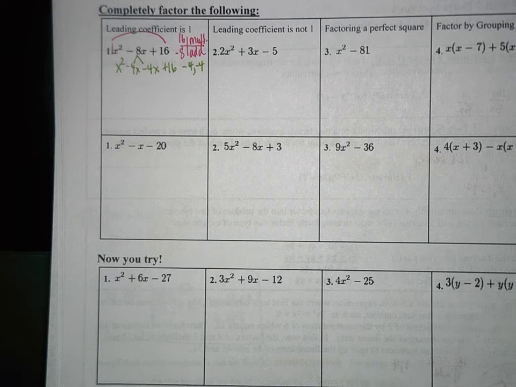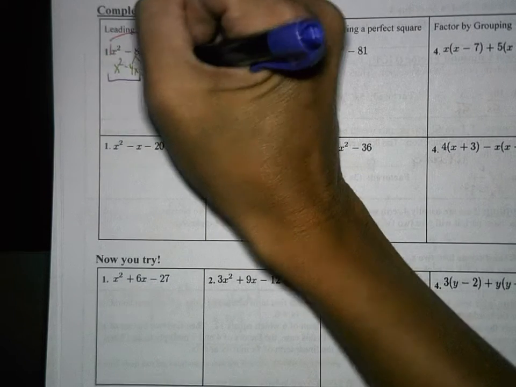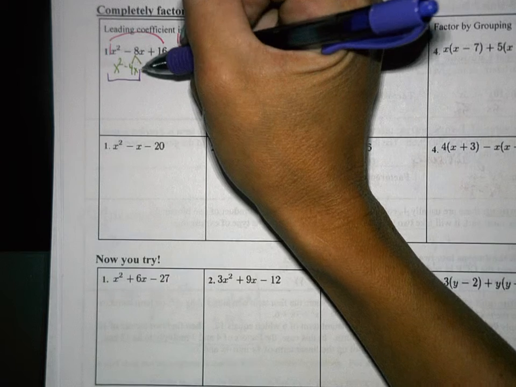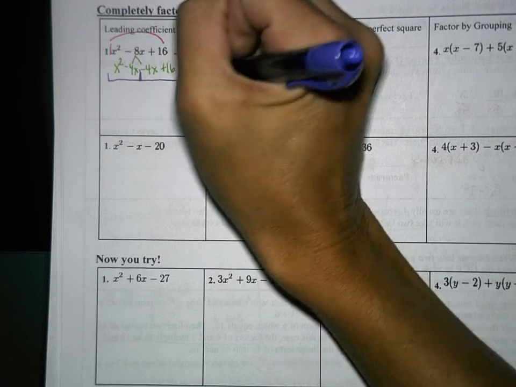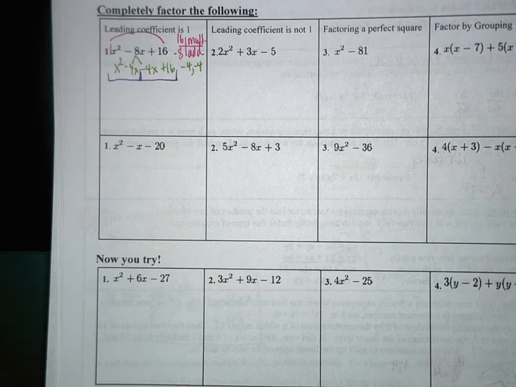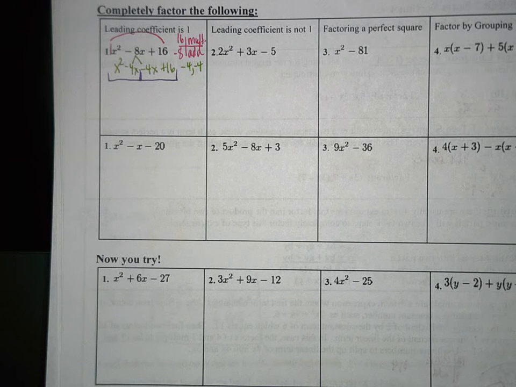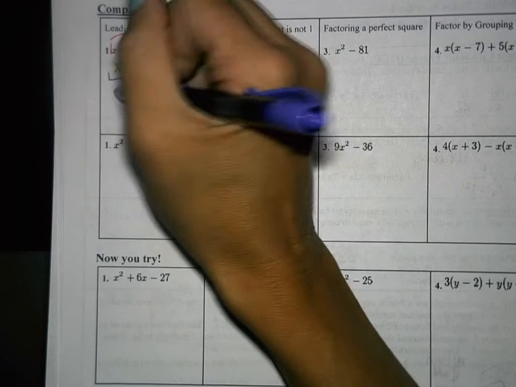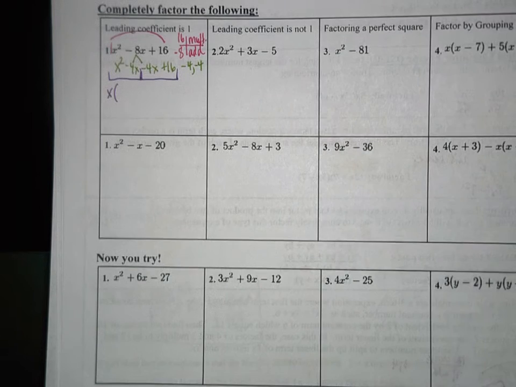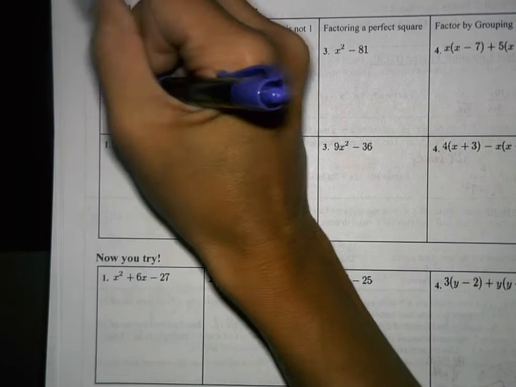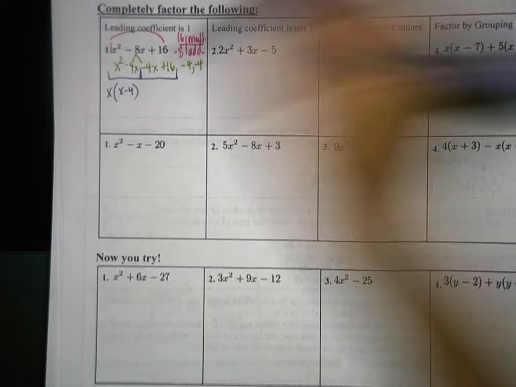Okay, so now we have 4 terms, so what am I going to do? Good, we're going to do the GCF. We're going to split this up into our 2 terms, or 2 groups. What's my GCF of the first one? X. And what am I left with? X minus 4, very good. What's my GCF of the second group?